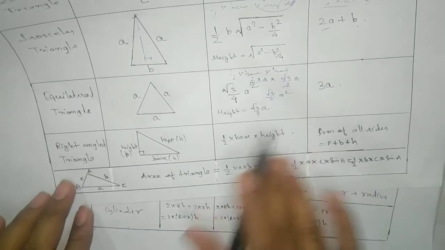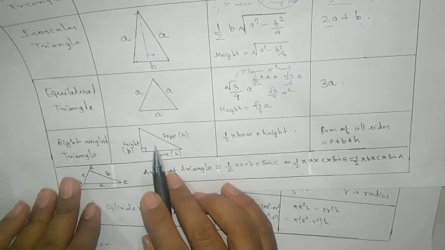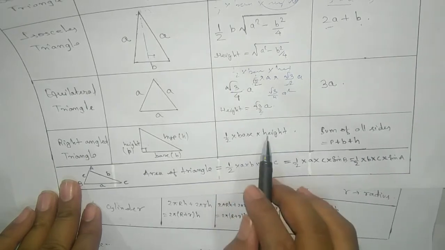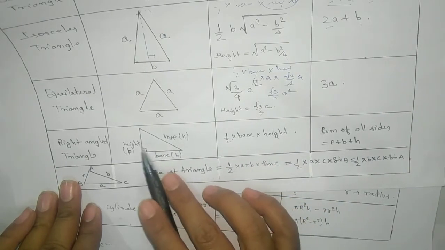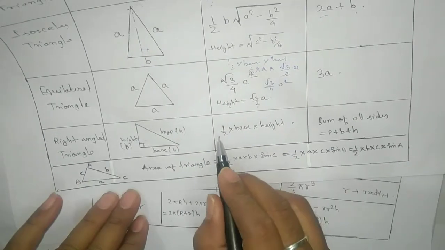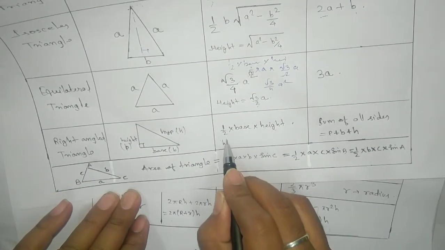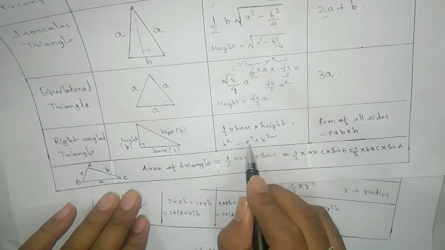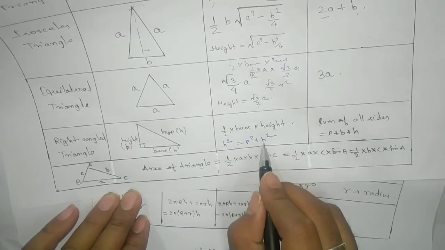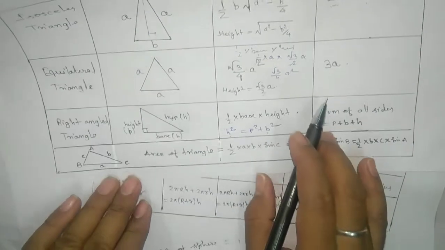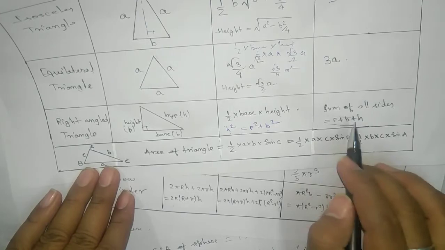Next one is right angle triangle, that means here we can apply this formula, half into base into height. And if we see the right angle triangle, then we have one theorem, that is h square equals p square plus b square. The p means perpendicular, b means base, and h means hypotenuse. So now sum of all sides here we have.